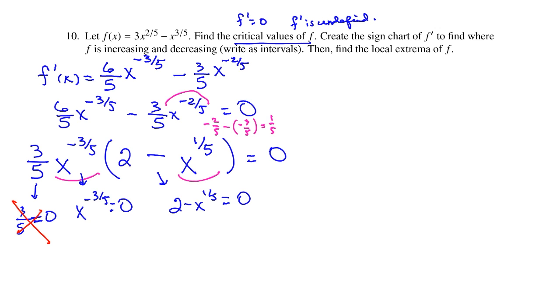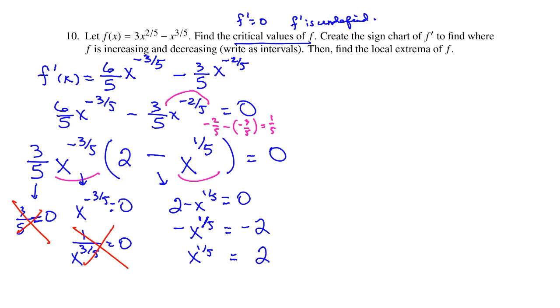What about the second one? Well, the second one is really 1 over x to the 3/5 because of the negative exponent. That can't be equal to 0 either because there's no x's in the numerator. So nothing from there. Now what about this last guy? Well, let's solve him out. So we're going to have -x to the 1/5 is equal to -2. I'm going to multiply everything by a negative, so I get x to the 1/5 is equal to 2.